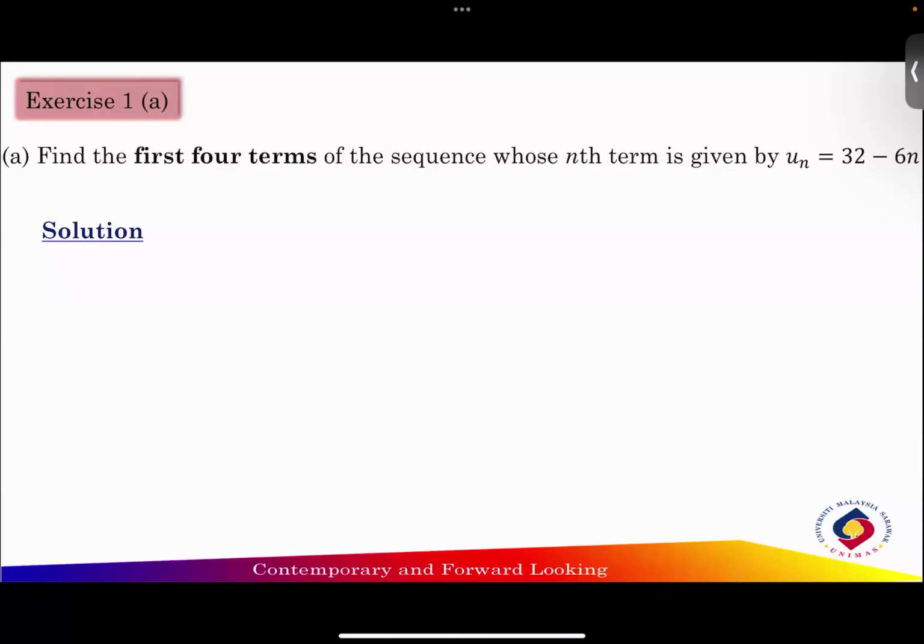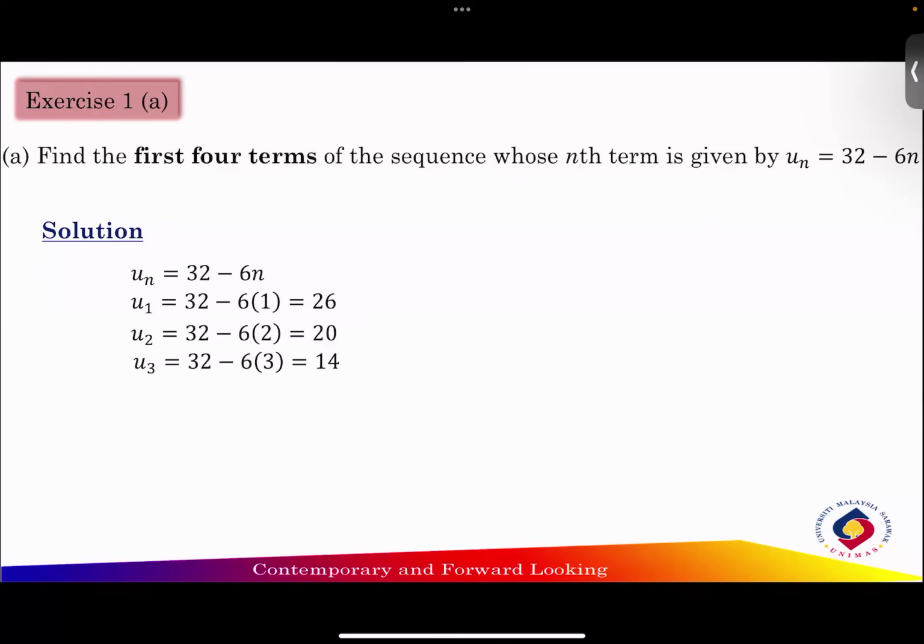Okay, for those that already tried, let us check the answer. So un is equal to 32 minus 6n, and then we start with substitution of n equal to 1. You get the answer 26, and then u2 is 20, u3 is 14, u4 is 8. So the sequence is 26, 20, 14, and 8. Okay, so these will be the first 4 terms.